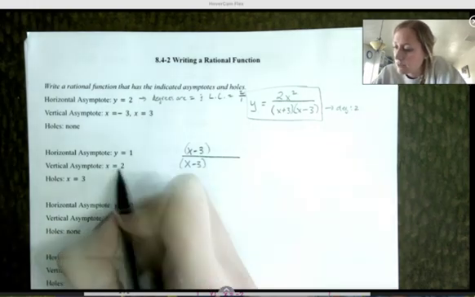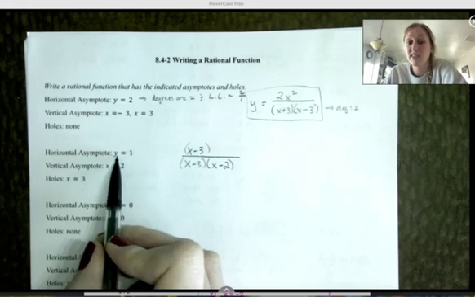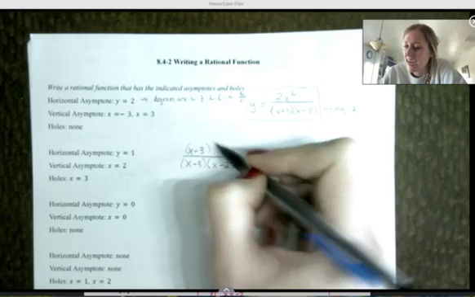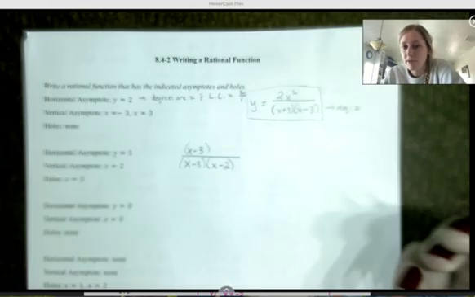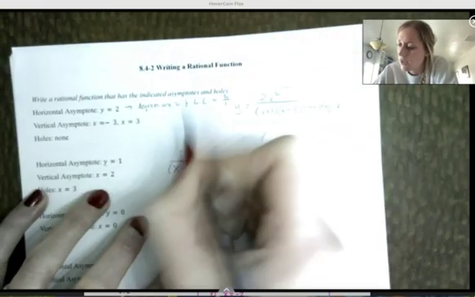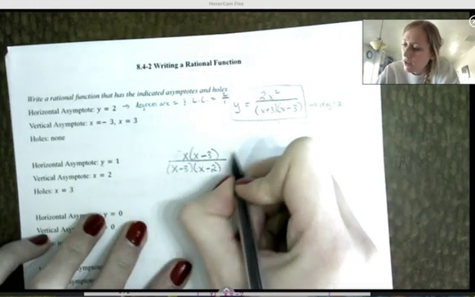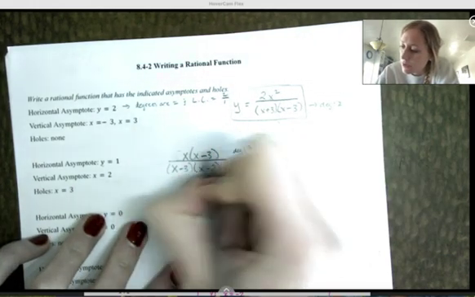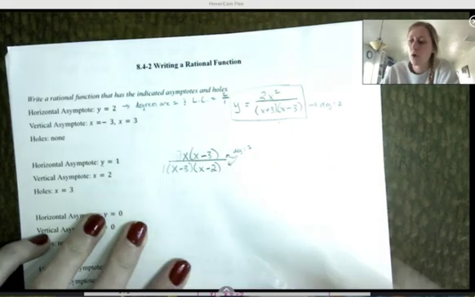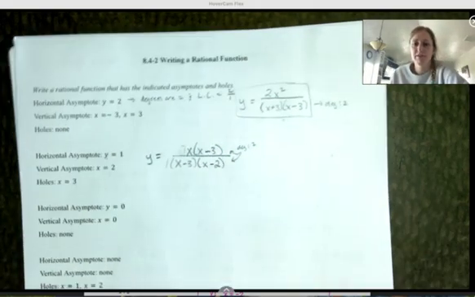Now I have a vertical asymptote at x equals 2, so x minus 2 has to be in the denominator, but again, I need the degrees to be the same. So I need to add another factor up here. You can make it whatever you want. I'm just going to make it x. Now I have a degree of 2 on both the numerator and the denominator. Coefficients are 1s, okay? And then again, just put a y equals or an f of x equals in front of it.